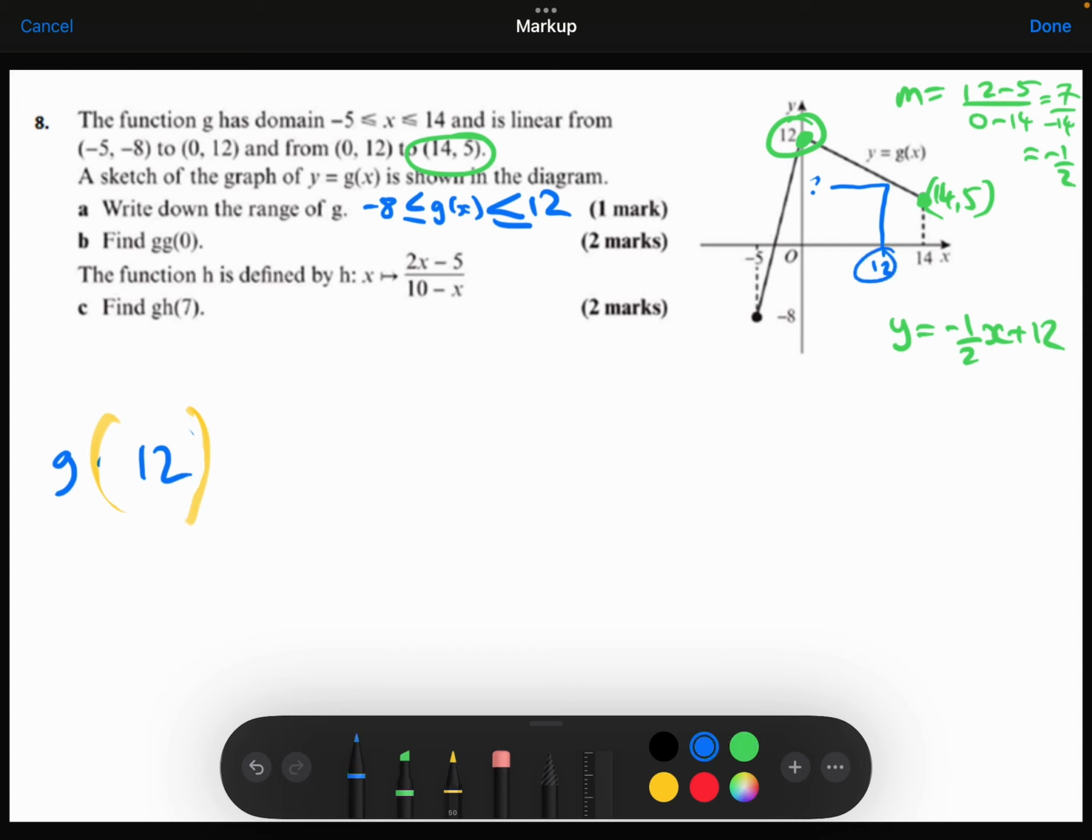So when x is 12, when I'm substituting that into g, -1/2 times 12 is -6, plus 12 is 6. So g of 12 is 6, and g of g of 0 is 6.